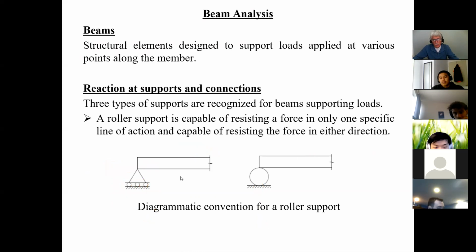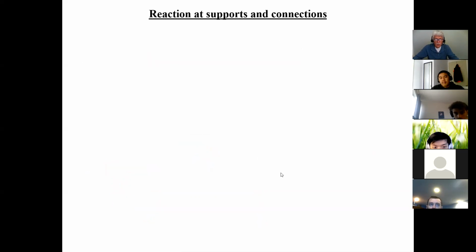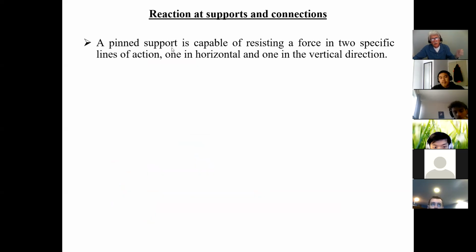Then after that, when you want to restrict it in two directions, okay, a pin support is capable of resisting forces in two specified lines of action. Okay, one is horizontal and the other one is vertical. So what we're saying is that if I decide to put a pin support, I'm not going to allow the member to move side to side. I'm not going to allow the member to move up and down. So since I'm preventing it from moving side to side, I have one reaction from side to side. Since I'm not allowing it to move up and down, I have one reaction up and down.